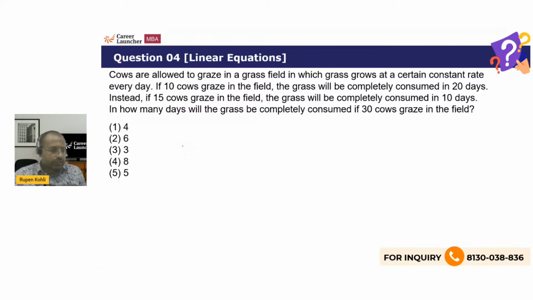Linear equations. Now, a very different kind of question, this one, not a usual one. Let's read it together. Cows are allowed to graze in a grass field in which grass grows at a certain constant rate every day. If 10 cows graze in the field, the grass will be completely consumed in 20 days. Instead, if 15 cows graze in the field, the grass will be completely consumed in 10 days. The more the cows, the less the number of days required, isn't it? The more the cows are there, the more quickly they will be eating up the grass and finishing it up, right? In how many days will the grass be completely consumed if 30 cows graze in the field?